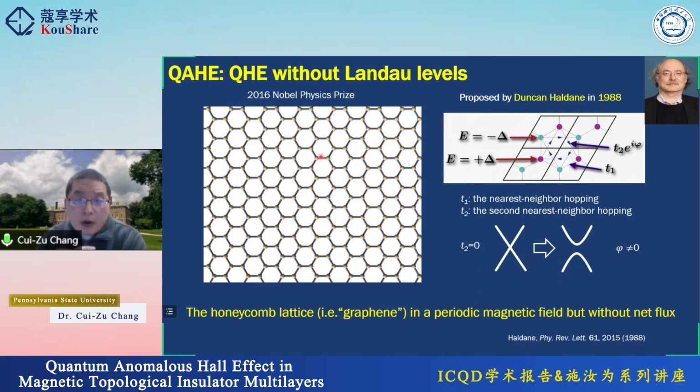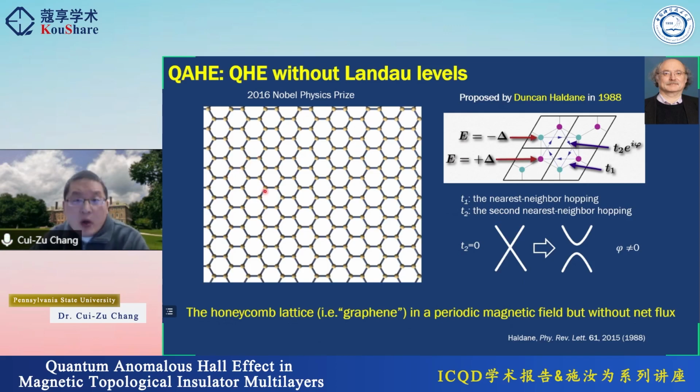Like the quantum Hall effect, which started from experiments, the experimentalists first discovered the quantum Hall effect and later the theorists tried to understand it. But the quantum anomalous Hall effect was first predicted by Duncan Haldane in 1988. Because of this prediction, Haldane received the Nobel Prize in Physics in 2016, five years ago. Haldane's model was based on one layer of carbon.